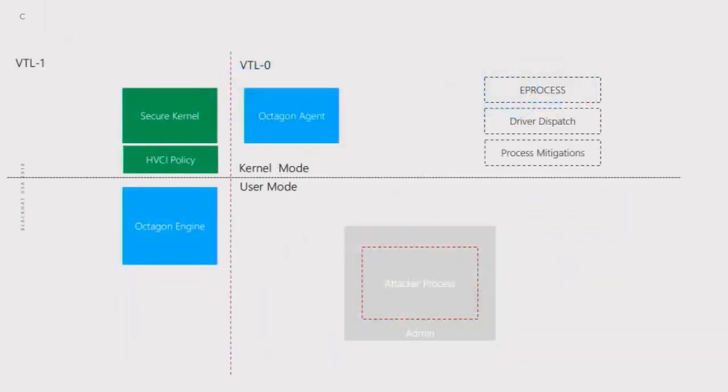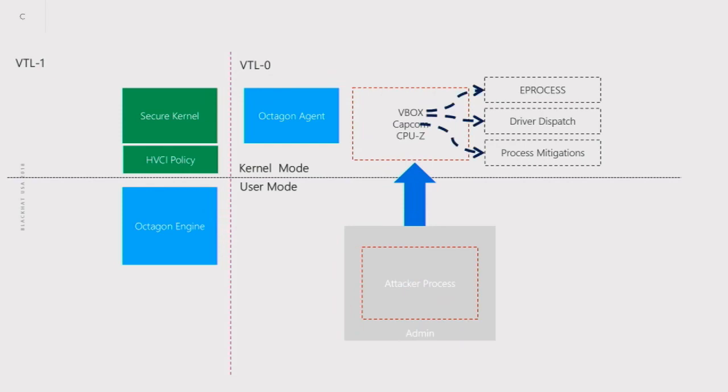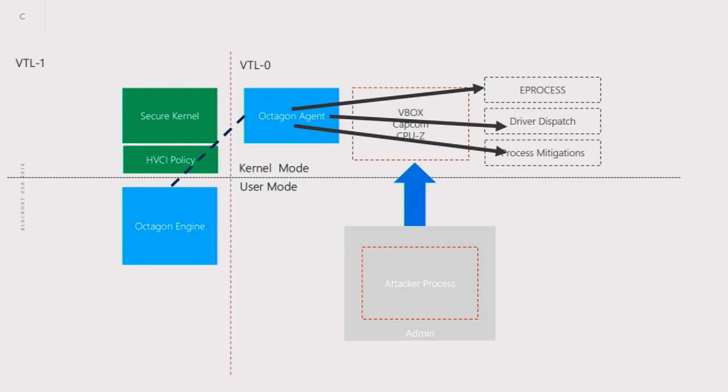So let's talk really quickly about how this would work in practice. Let's take an arbitrary attacker process. Let's call it Mimikatz. We load a driver that's signed but vulnerable into the kernel. VBox, Capcom, CPU-Z are all commonly used by tools you can grab on GitHub. The attacker process now has a read-write mechanism in the kernel. They can corrupt things like the eProcess, driver dispatch, process mitigations, whatever they want to do. The Octagon agent or the System Guard agent will measure those, report them back through the Octagon agent, and then the relying party, which can be an access proxy or a zero trust enforcement point in the cloud, can establish that.